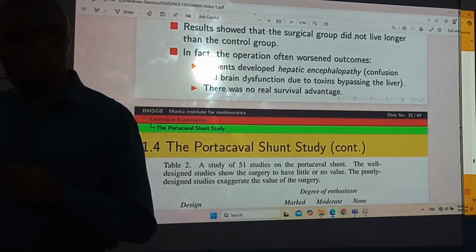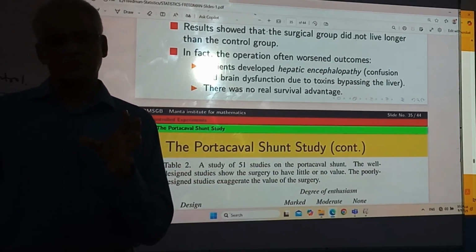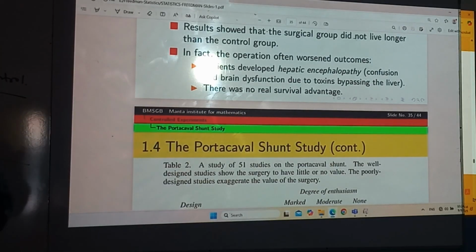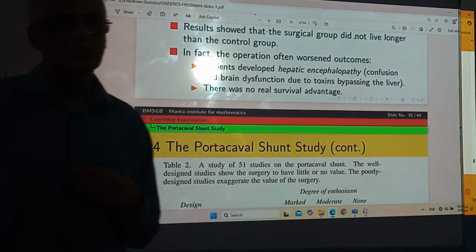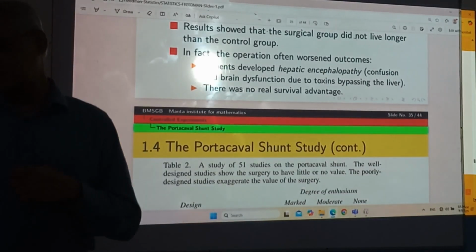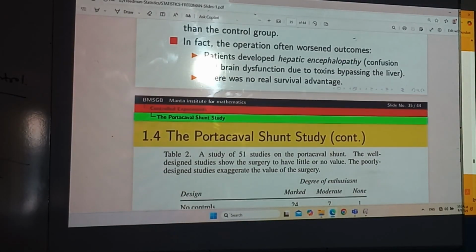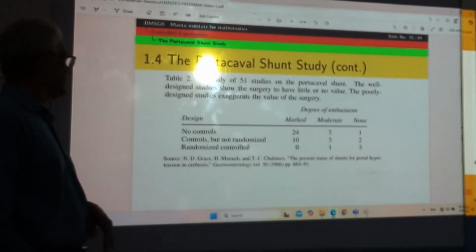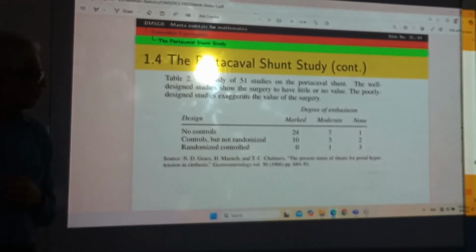They found out this procedure is not helping, not improving, but it may actually reduce the survival time also. Right? It goes the other way around. So what was happening there? This was the data. So there were some experiments earlier with no control at all.